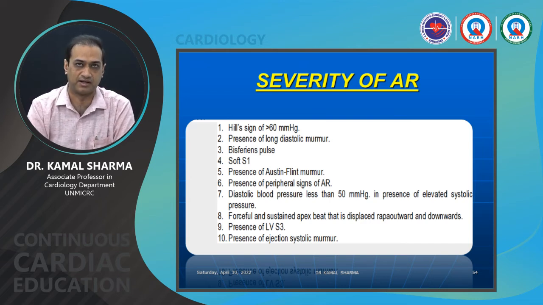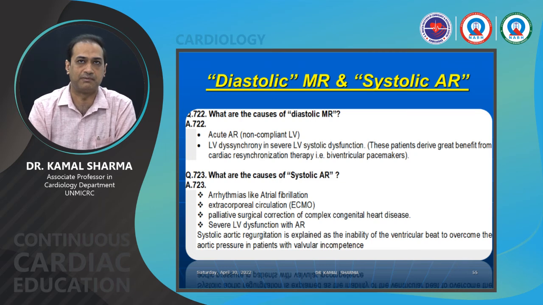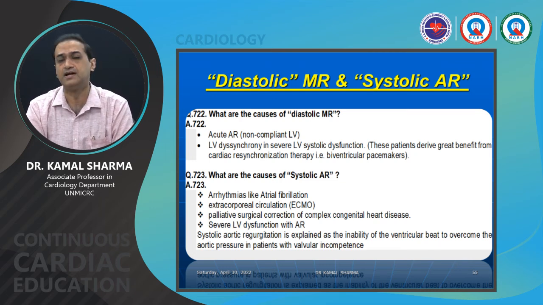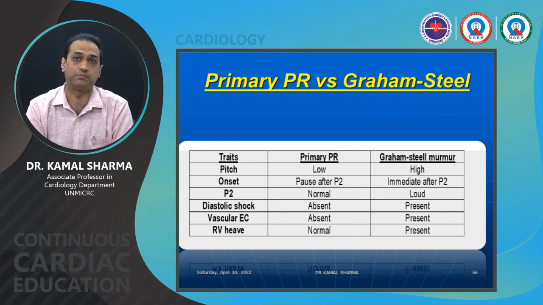bisferiens pulse, soft S1, presence of Austin Flint murmur, presence of peripheral signs of AR, diastolic pressure less than 50, a forceful sustained apex beat which is displaced downward and outward, presence of LV S3 and presence of an ejection murmur. There are certain terms like diastolic MR and systolic AR. Diastolic MR is found in acute AR and LV dyssynchrony, while systolic AR is found in ECMO and patients with AFib.